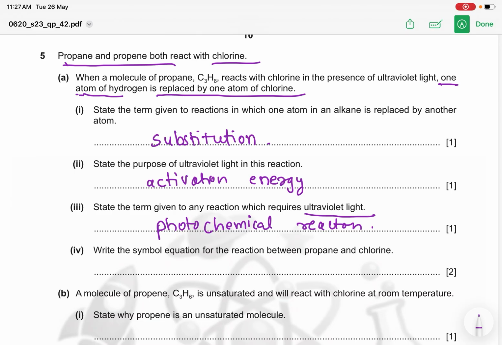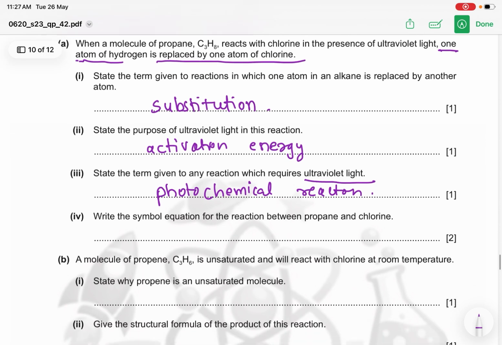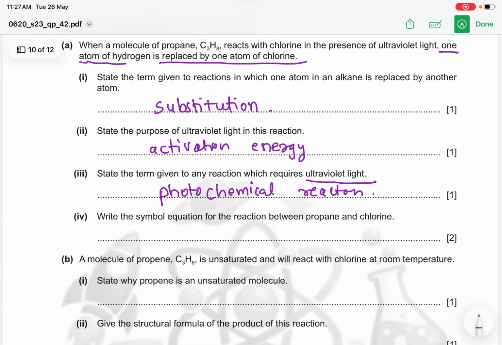Next, write the symbolic equation for the reaction between propane and chlorine. So you can use general formula of alkane to find the molecular formula of propane, which is C3H8, that reacts with chlorine, which is Cl2, and one atom of hydrogen is replaced by one atom of chlorine. So what will it become? C3H7, one atom is replaced, that is hydrogen. So from C3H8 it becomes C3H7, and one atom of chlorine we will add here, plus the hydrogen that is being removed will combine with another atom of chlorine to form HCl.